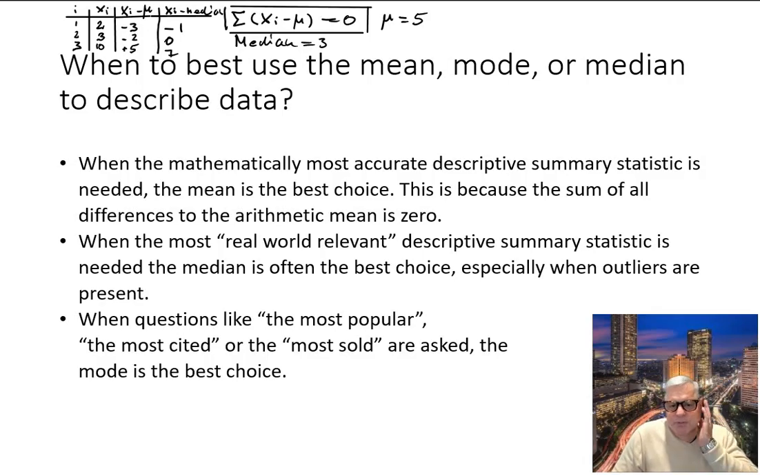And last but not least, when we ask the question, what is the most popular, the one that is most sold, the most cited, things like this, then we use the mode. Okay, so I hope that makes clear when to use the mean, the mode, or the median. Mathematically, the best measure of central tendency is the mean. The median is the most representative value. And the median is typically reported whenever the distribution is not normal. And last but not least, the mode is simply the most frequent observation.